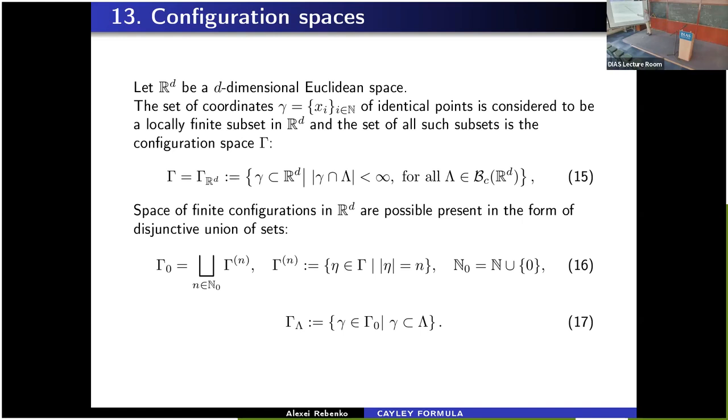It should be a locally finite subset of R^d, because it is just a physical assumption: in a bounded region we should have a finite number of particles. The set gamma zero is also a finite number of particles, but in all of space. And if these particles are in some bounded region of R^d, then we denote it by gamma n.